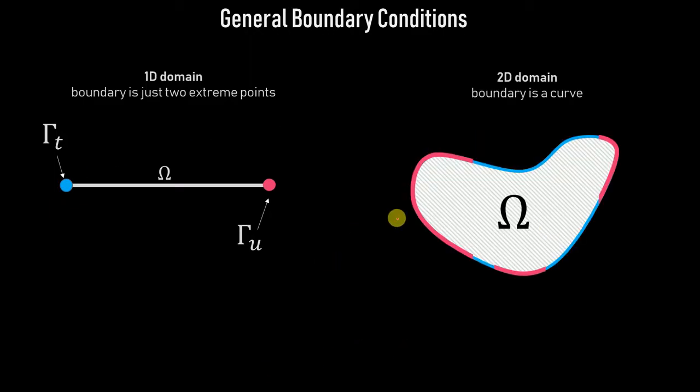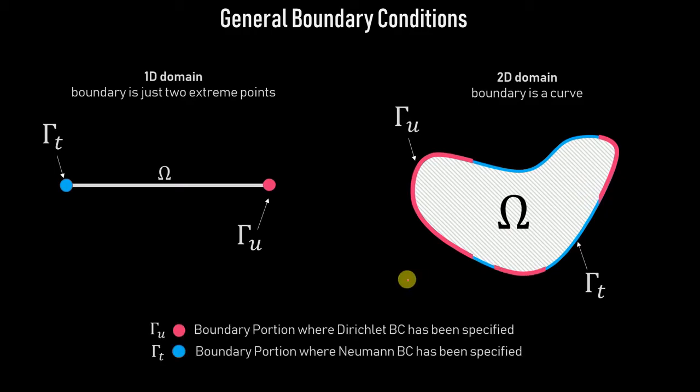In the 2D domain, this boundary is a curve. This pink part is where we have specified the Dirichlet boundary condition, and in this blue part, what we have specified is a traction boundary condition. You can extend it to 3D also. In 3D, these boundaries would be surfaces. The pink one is where the Dirichlet boundary condition has been specified, and the blue one is where the Neumann boundary condition has been specified.